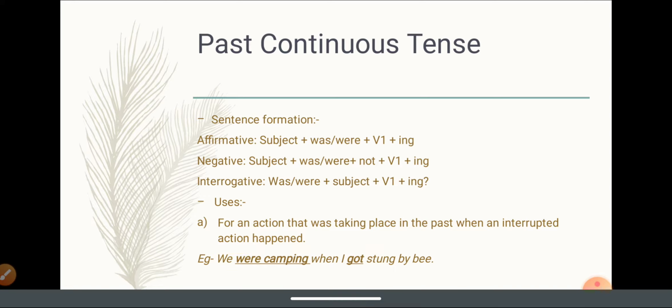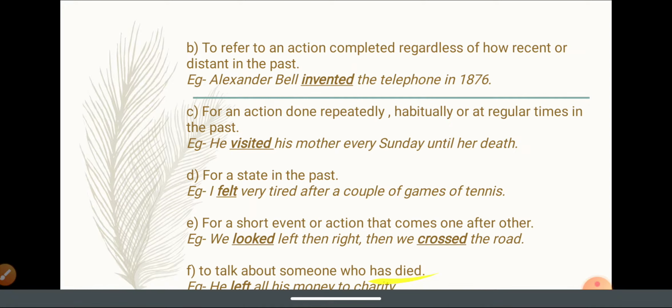So it means, when we were camping, the task of camping was continuing, and the interrupting action was there when I got stung by a bee. So that action was during the camping. So camping was continuing and the interrupting action is I got stung by a bee.